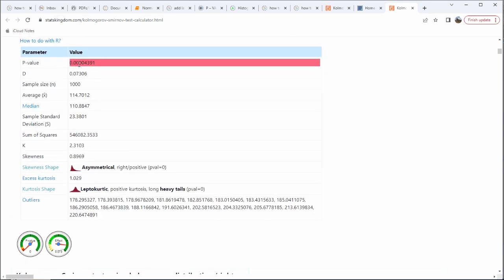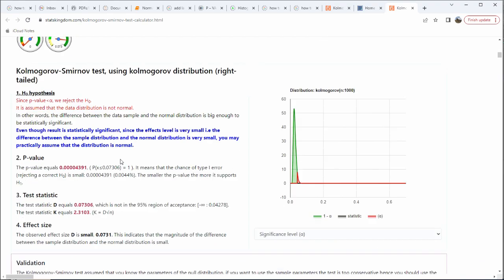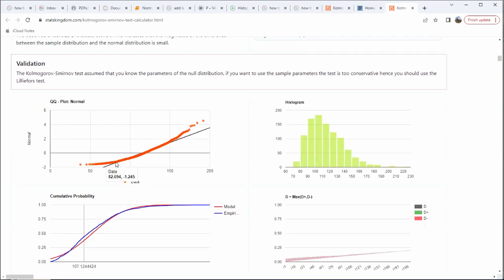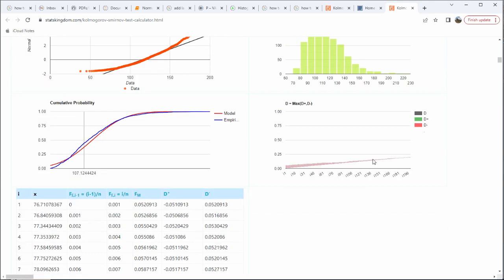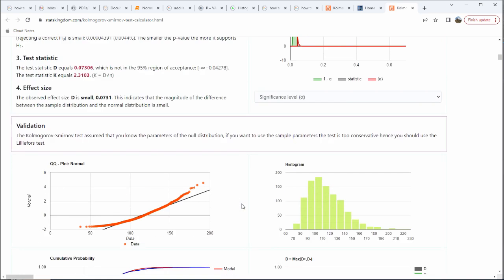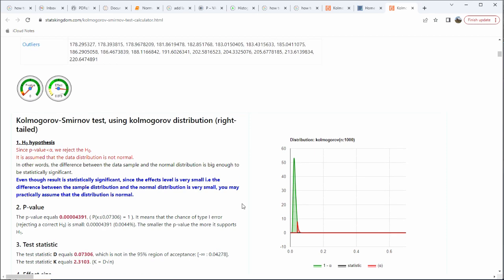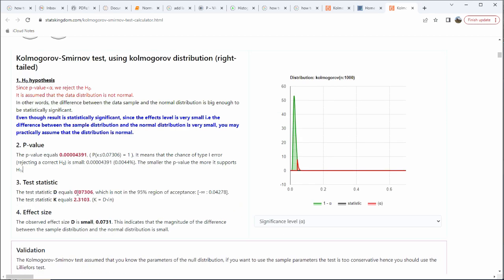It says here this is smaller than 0.05. This is definitely not normal. What I like about this data set is it gives you the QQ. It gives you the cumulative distribution. You can see the histogram, and you can see the Dmax. All in all, I think this online calculator is pretty slick. Let's look at the test statistic, 0.07, and let's compare this to what we have in Excel.